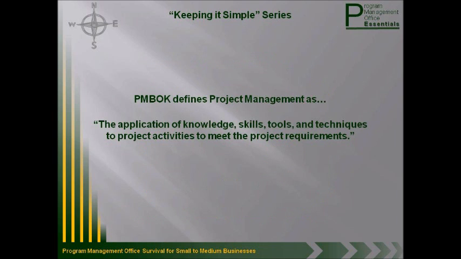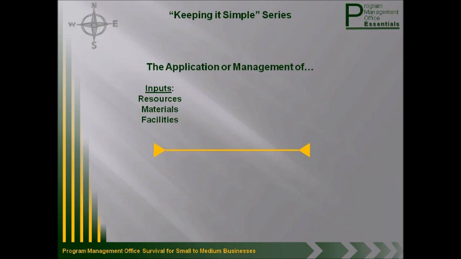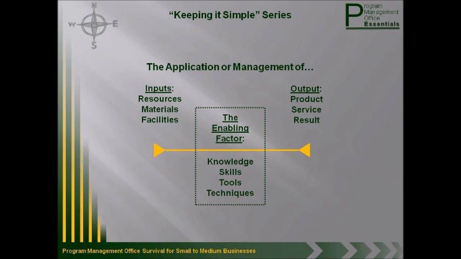PMBOK defines project management as the application of knowledge, skills, tools, and techniques to project activities to meet the project requirements. We mentioned earlier that a project requires inputs, resources, materials, facilities, etc., and is designed to provide an output, product, service, or result. The application or management of the necessary knowledge, skills, tools, and techniques is the all-important enabling factor that facilitates successful projects.